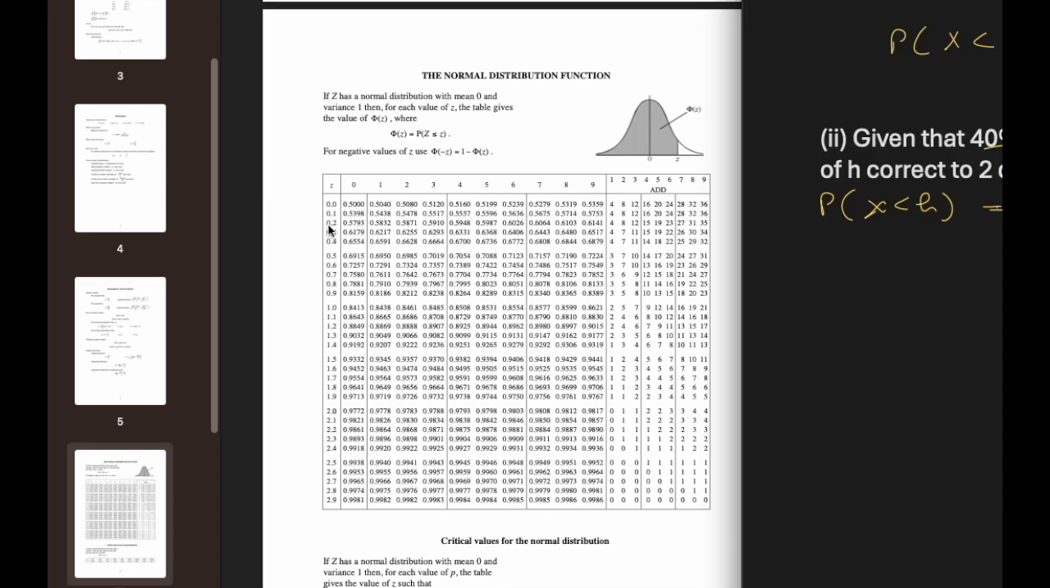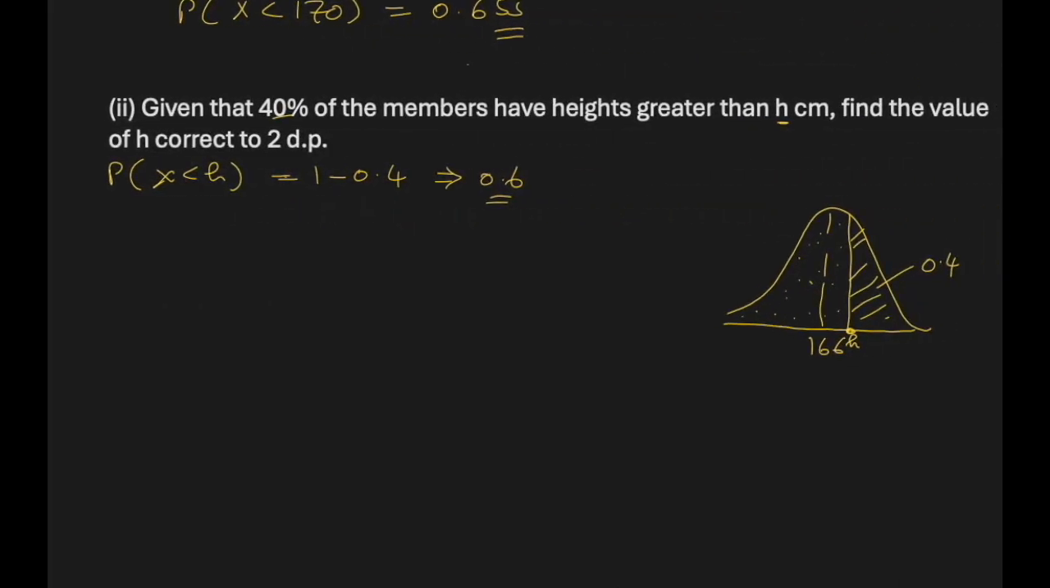So I'll say 0.253 is our Z score. Okay. Formula for Z score is again the same, x minus mu over standard deviation. So Z, in this case x is not x, it is h. So Z is what? 0.253 equal to h minus 166 over 10.